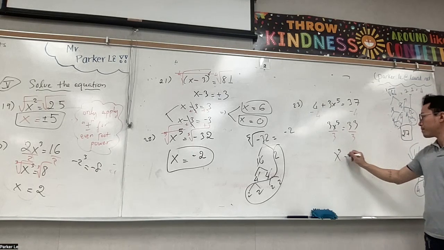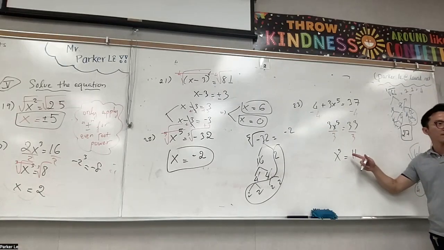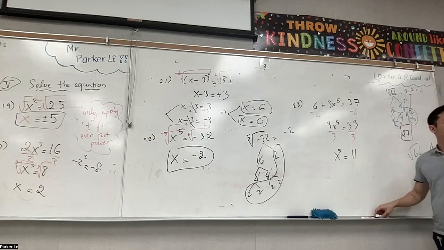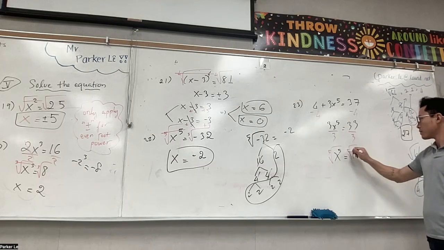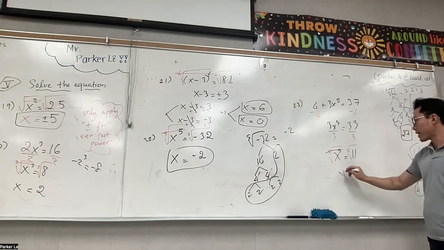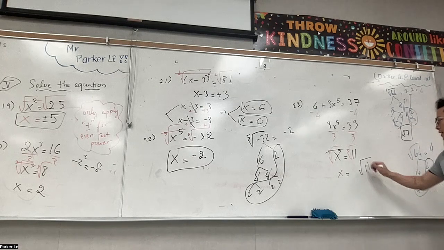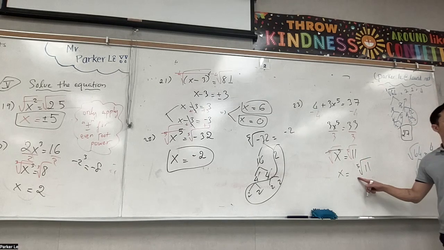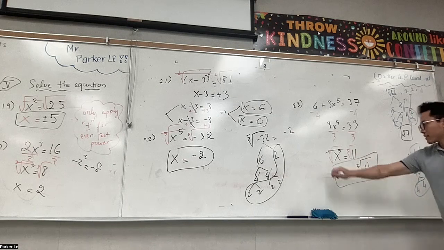So x to the fifth is 33 divided by 3, which is 11. Now how can I get rid of the fifth power? Taking the fifth root. Cancel this, and I have x equals the fifth root of 11. Can we do anything with the fifth root of 11? No, we cannot simplify it, so just keep it the same. Do I have plus minus here? No, because it's odd. That's it.